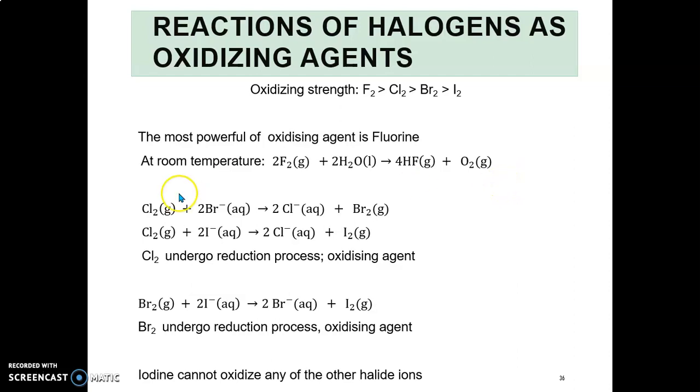Chlorine displaces aqueous bromide and aqueous iodide to bromine and iodine. So in this case, chlorine undergoes a reduction process and becomes an oxidizing agent. Bromine can only displace the iodide ion from aqueous solutions, so bromine undergoes a reduction process and becomes an oxidizing agent. Iodine cannot oxidize any of the other halide ions.